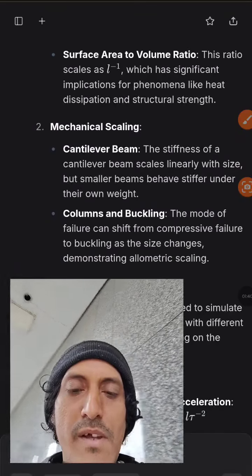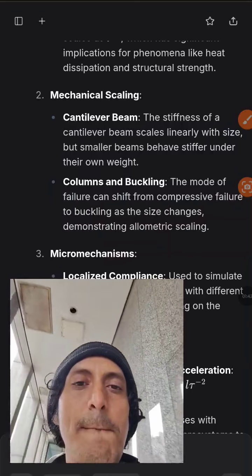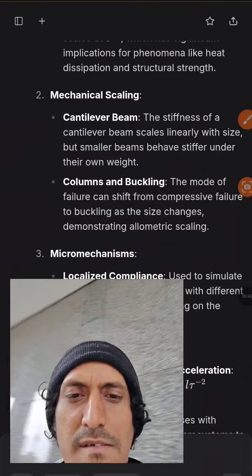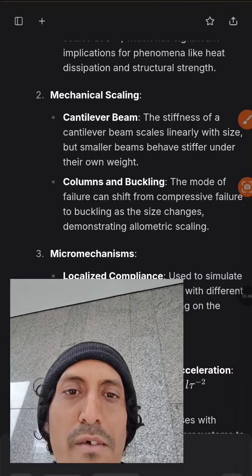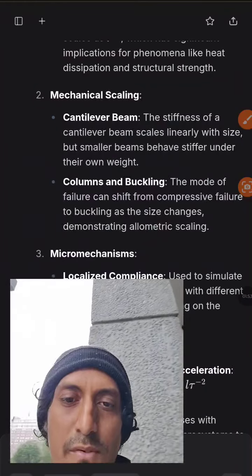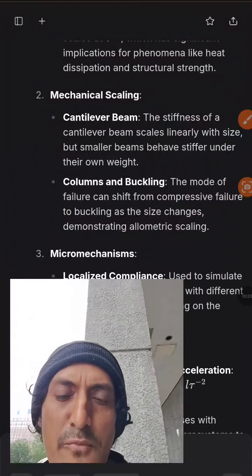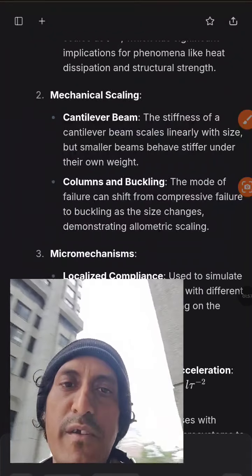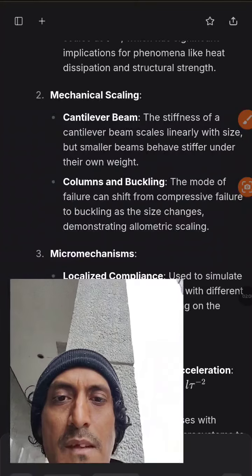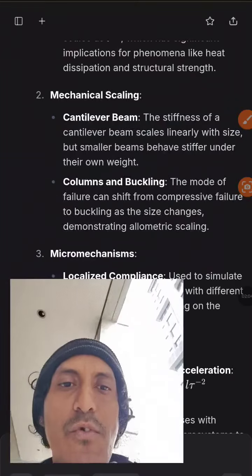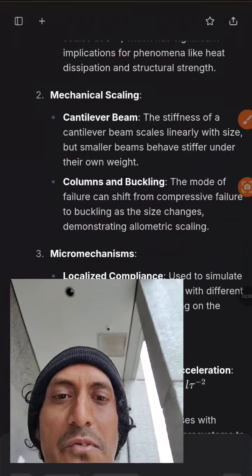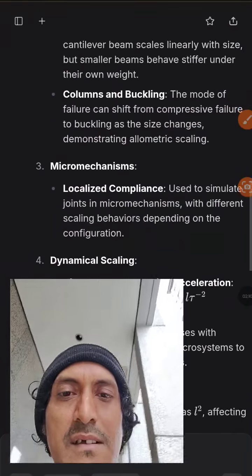Then we have mechanical scaling, cantilever beam. The stiffness of a cantilever beam scales linearly with size, but smaller beams behave stiffer under their own weight. So when the beam becomes very small, its behavior changes. Then we have columns and buckling. The mode of failure can shift from compressive failure to buckling as the size changes. So this demonstrates allometric scaling.